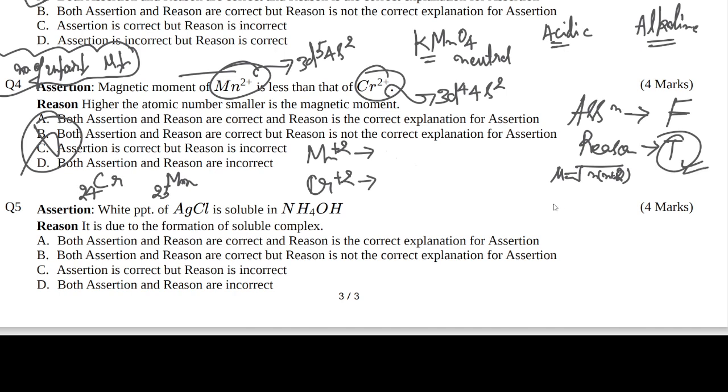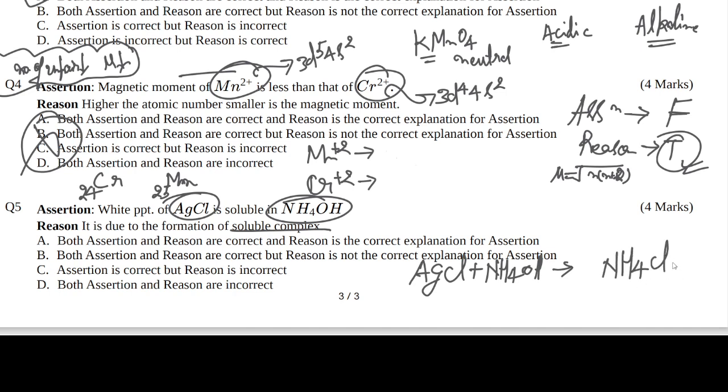Let's move to the final question. The white precipitate of silver chloride is soluble in ammonium hydroxide, and the reason is that it is due to the formation of a soluble complex. This is also true, because whenever you take silver chloride with ammonium hydroxide, the reaction forms a soluble complex. So both assertion and reason are true, and the reason is the correct explanation of the assertion.